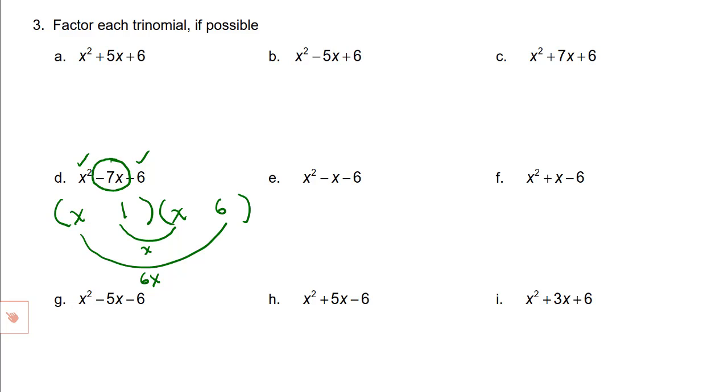And then I look at the middle term, and how do I make a negative 7x? Negative and negative. And so what's going to make this negative? The 1. What's going to make this negative? The 6. And I'm done. And I'll just leave all of that there. It's scratch work. It's okay. So why don't you go ahead and do the other 8. And I will warn you, some of them don't work.